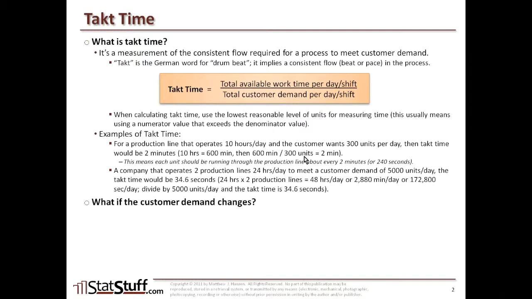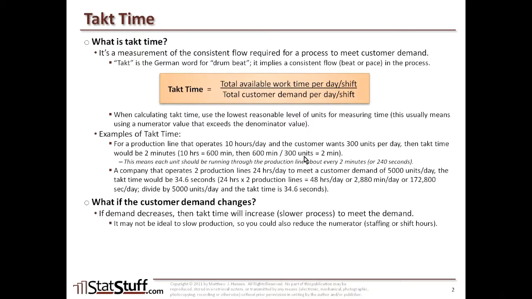Now, what if the customer's demand changes? How is that reflected in the Takt Time itself? Well, if the demand from the customer decreases, then that means the Takt Time overall will increase. That is, we'll have a slower process in meeting that demand. So it may not always be ideal to slow our production to meet the demand, but what we might want to do is try to find ways to reduce the numerator. That is, reduce the number of staffing or the amount of shift hours that are available in order to balance that more with the customer's demand.